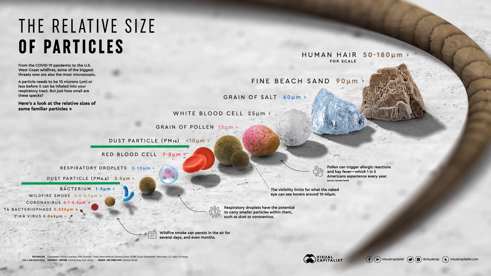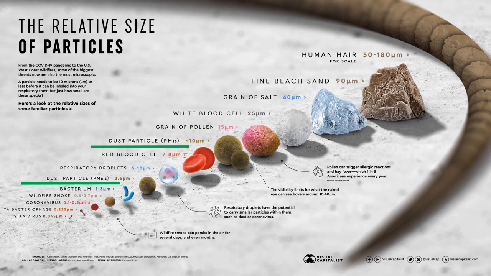As we can see, the size of PM10 is compared to a grain of pollen and a red blood cell. And the size of PM2.5 is compared to a respiratory droplet and a bacterium; they are very tiny. As for the ultrafine particles, or UFPs, which are 0.1 micron or even less, as we can see it is almost the same size as the novel coronavirus.